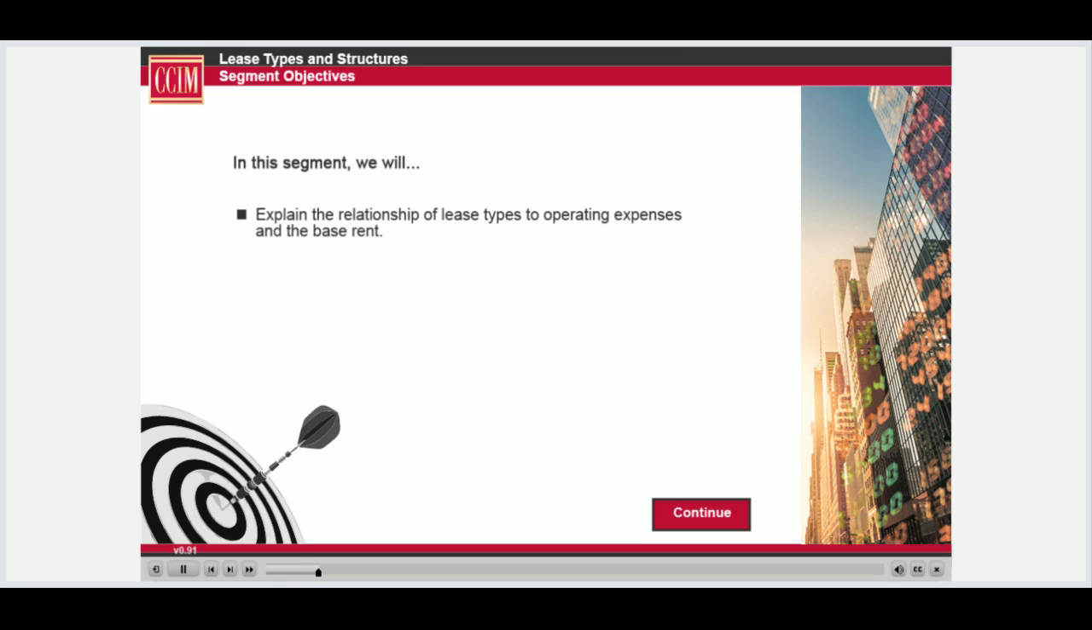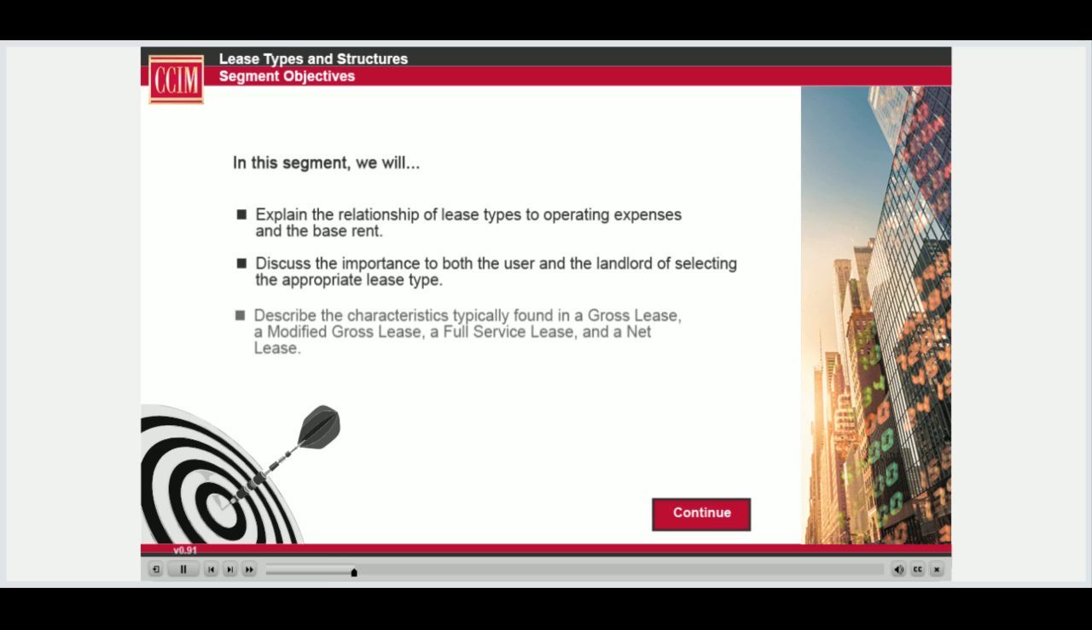In this segment, we will explain the relationship of lease types to operating expenses and the base rent, discuss the importance to both the user and the landlord of selecting the appropriate lease type, and describe the characteristics typically found in a gross lease, a modified gross lease, a full-service lease, and a net lease.